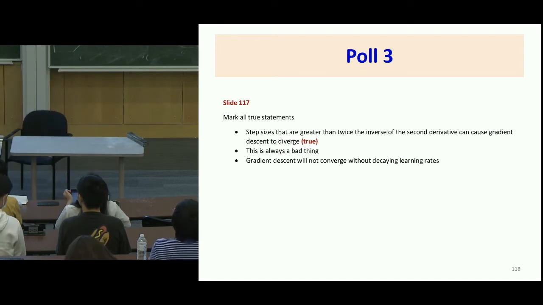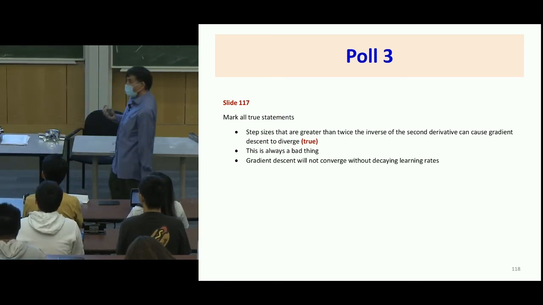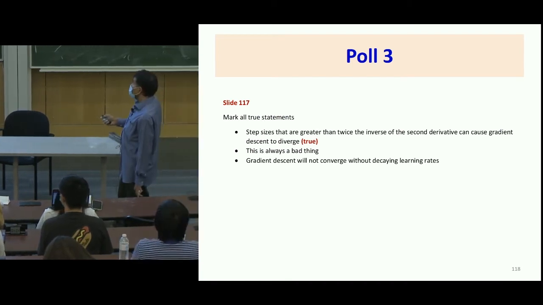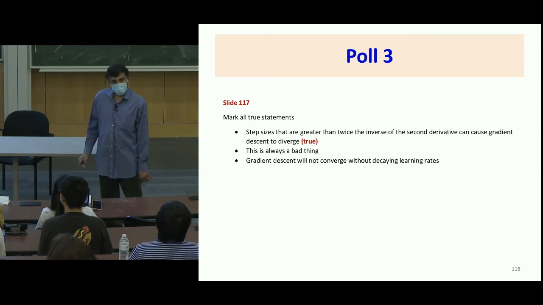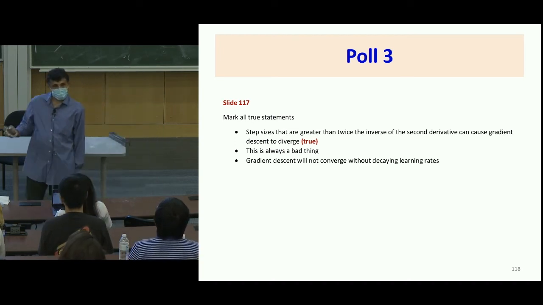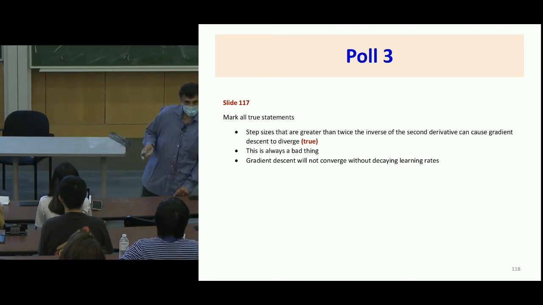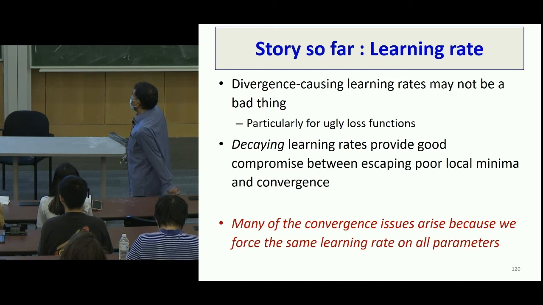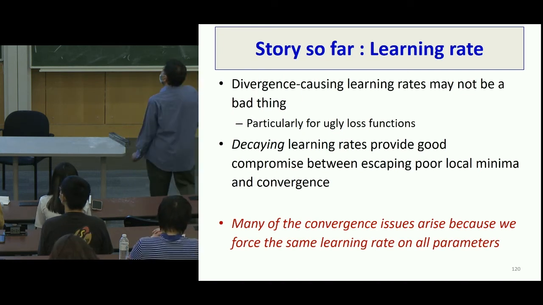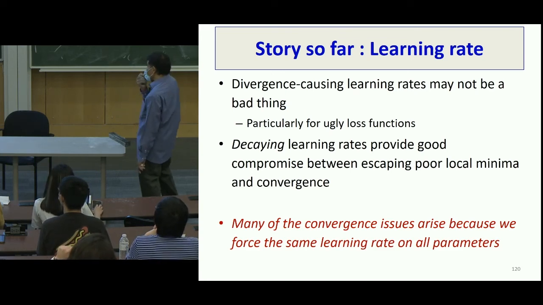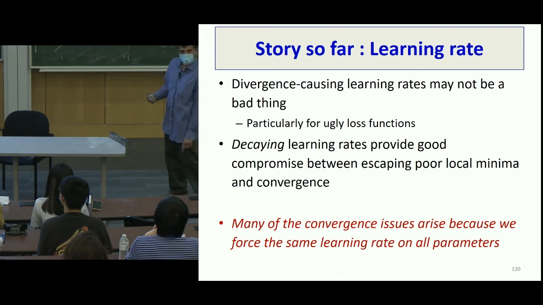So step sizes that are greater than twice the inverse of the second derivative can cause gradient descent to diverge. This may not be a bad thing, right? Gradient descent will not converge without decaying learning rates. Again, as was just pointed out, it can converge. It just might not be the one that you wanted to converge at, right? So divergence-causing learning rates may not be a bad thing, particularly for ugly loss functions. Decaying learning rates provide a good compromise between escaping poor local minima and convergence.